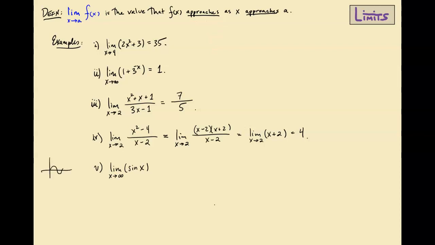Think about, for example, the graph of the sine function, the sine wave. As you take larger and larger inputs, the outputs just keep on bobbling back and forth between -1 and 1. They don't approach any particular value. That means that this limit does not exist. The output doesn't approach any particular value.